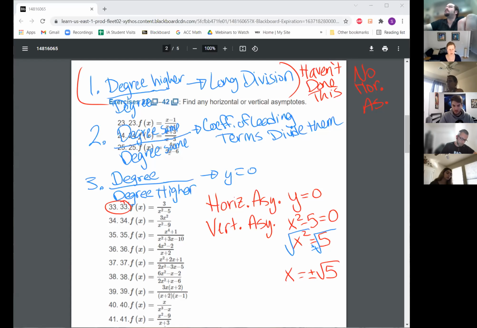So to get the horizontal, you look for which case it is of the 3 cases I wrote, and then you do that. To get the vertical, you just make the denominator 0 and solve. Okay. All right, next person in your group for number 41, unless there's any questions. Okay, next person in your group is Fidel.